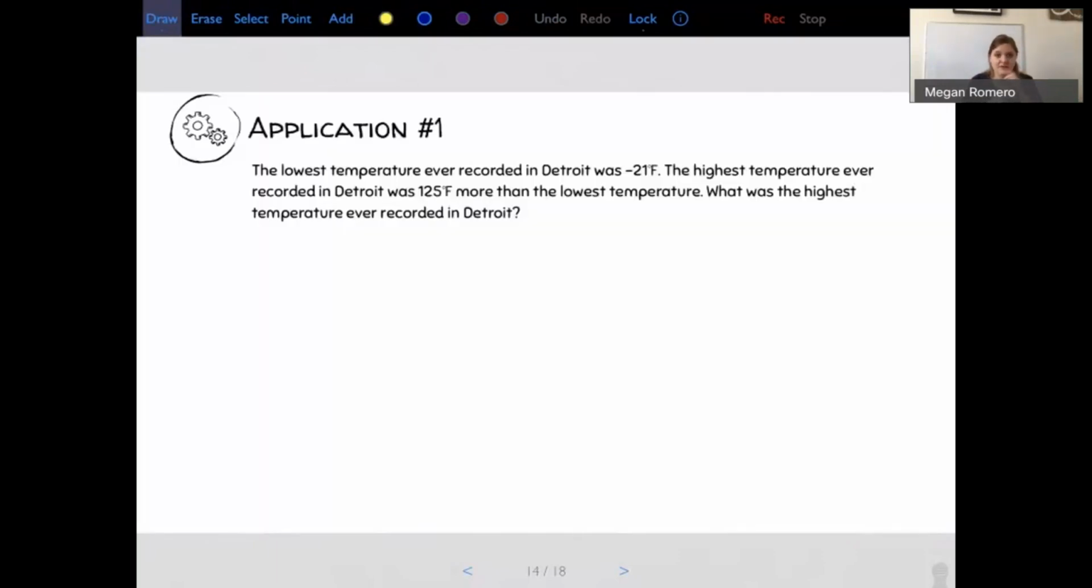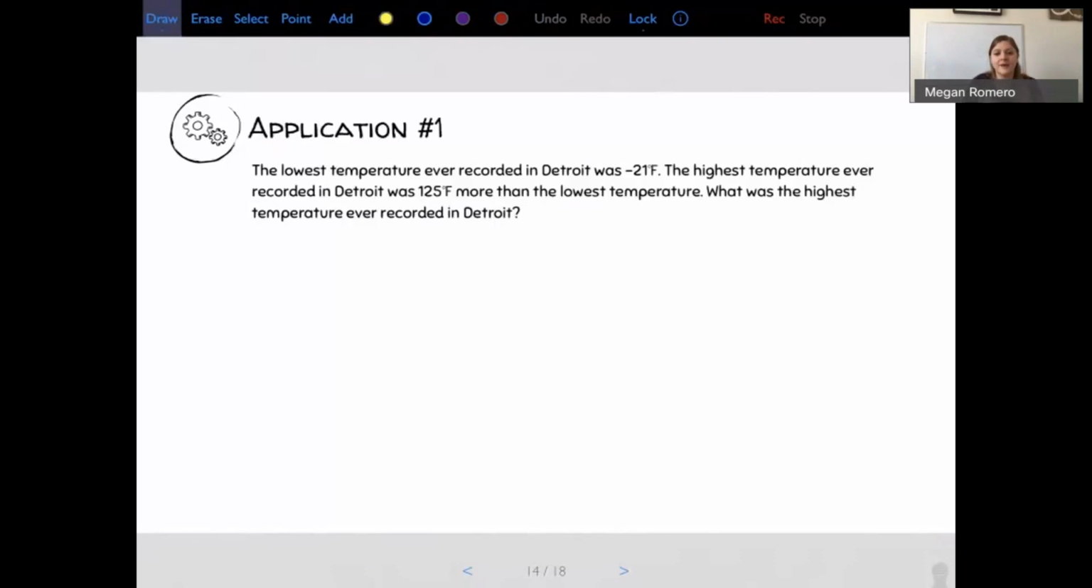Application problem number 1. The lowest temperature ever recorded in Detroit was -21 degrees, so negative, Fahrenheit. The highest temperature ever recorded in Detroit was 125 degrees more than the lowest temperature. What was the highest temperature ever recorded in Detroit?